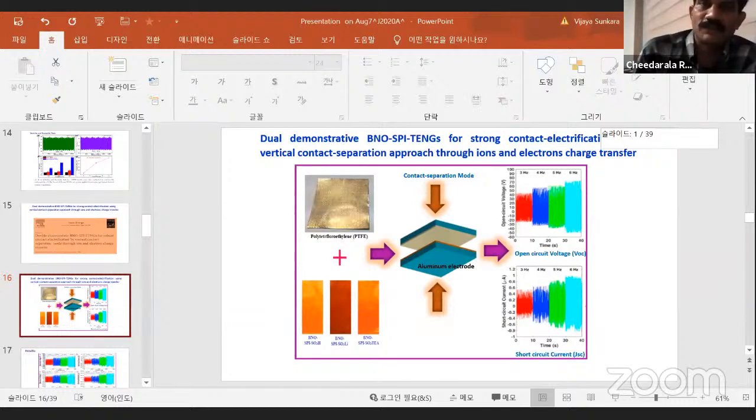When the ions move, charge comes out as harvested energy when touched with the PTFE material. You can see the yellow layer is the PTFE material, and there are 3 films: BNO-SPI-SO3H and BNO-SPI-SO3Li, and also a protective layer of BNO-SPI triethylammonium oxide. So this material is also very useful for generating power through triboelectric nanogenerators.